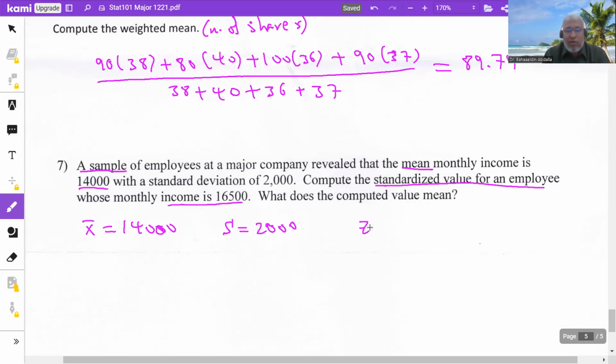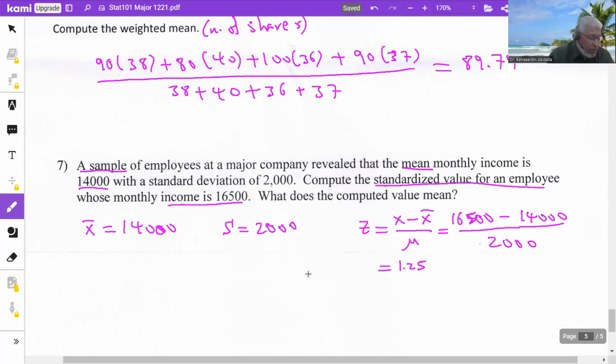The formula for the standardized value is Z equals X minus X bar over the standard deviation. So X here is 16,500 minus the mean, which is 14,000, over the standard deviation, which is 2,000. And if you use the calculator, the answer is 1.25.